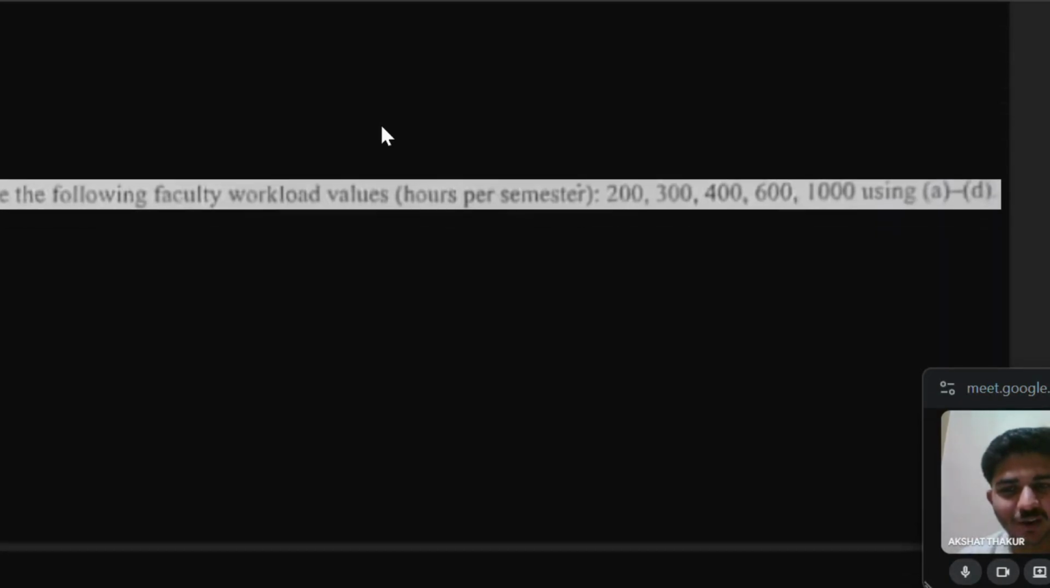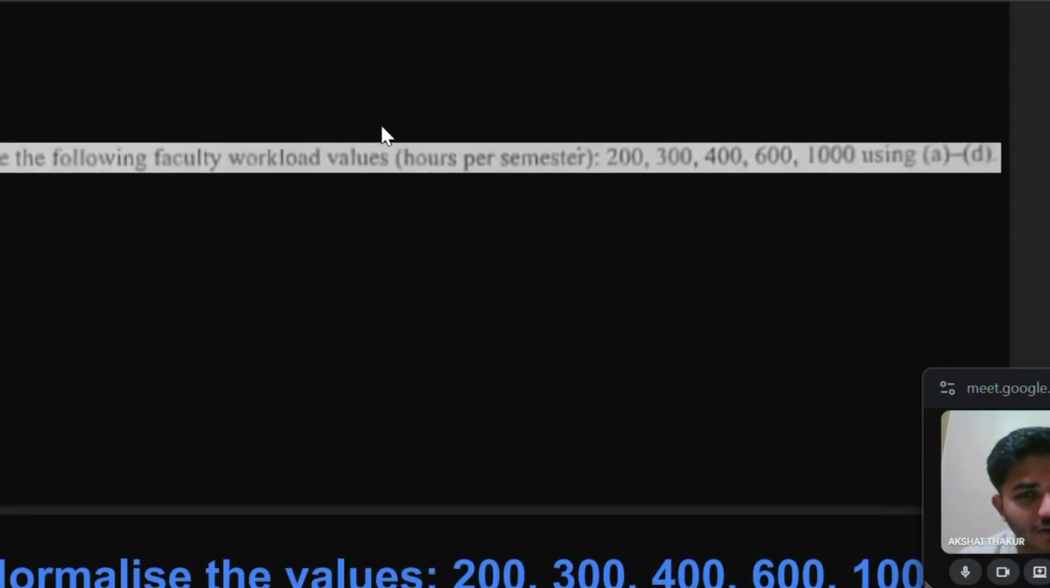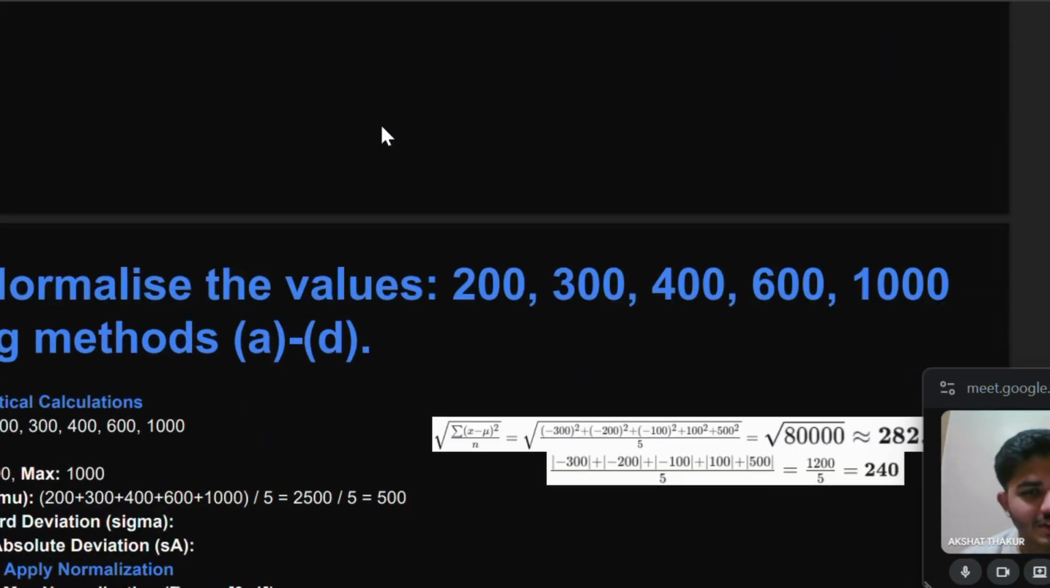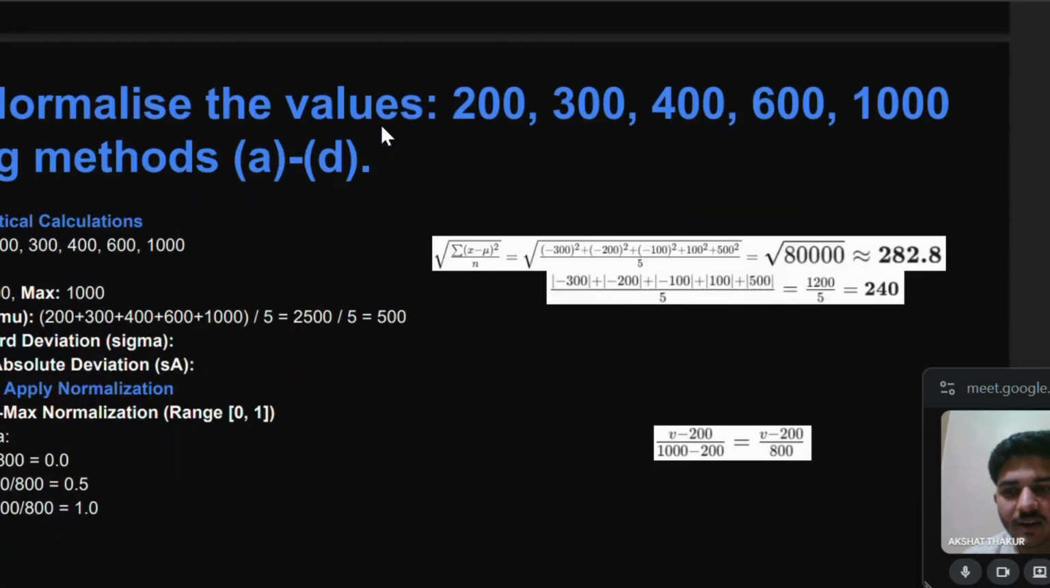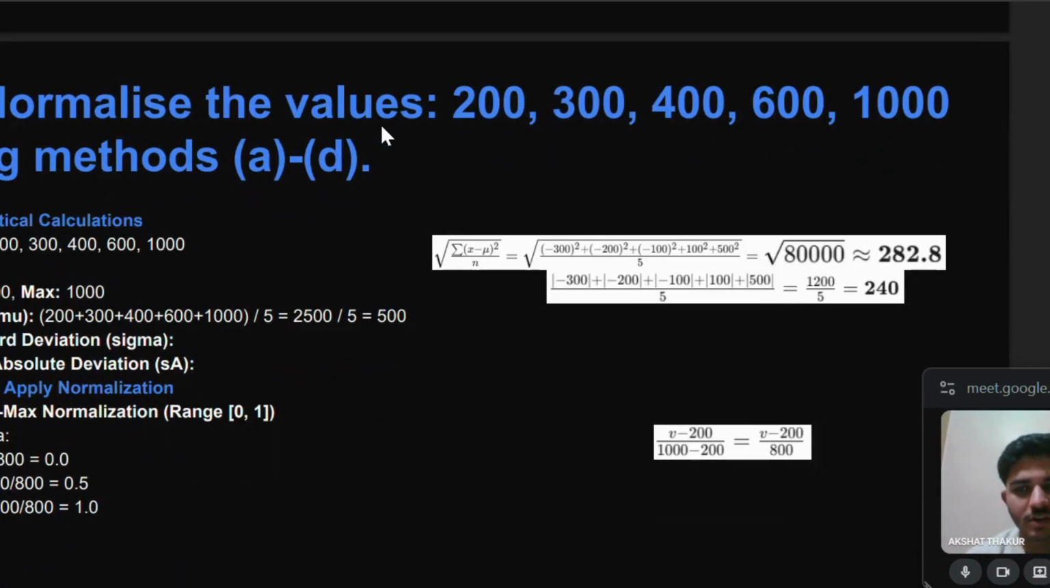Question: normalize the following faculty workload values, in hours per semester: 200, 300, 400, 600, 1000, using min-max, z-score, z-score with MAD, and decimal scaling. Statistical calculation: data is 200, 300, 400, 600, 1000. N equals 5, minimum is 200, maximum is 1000. Mean mu is (200 plus 300 plus 400 plus 600 plus 1000) divided by 5, equals 2500 divided by 5, which is 500. This is our mean, the sum of all data upon the number of data.